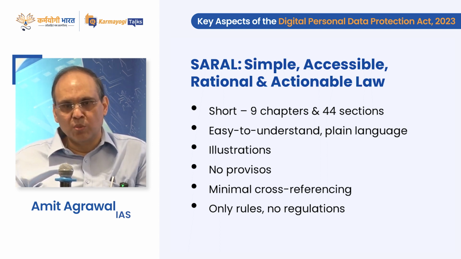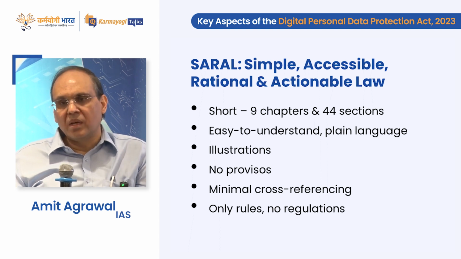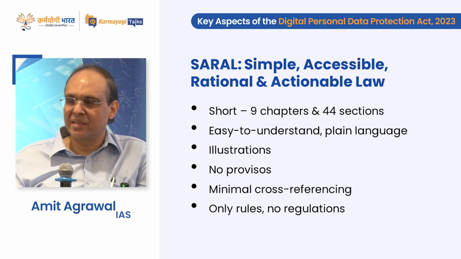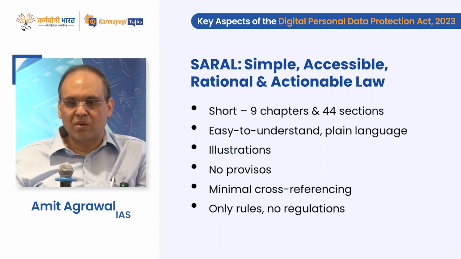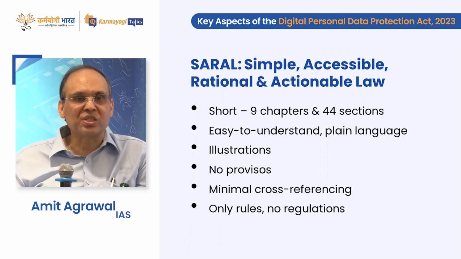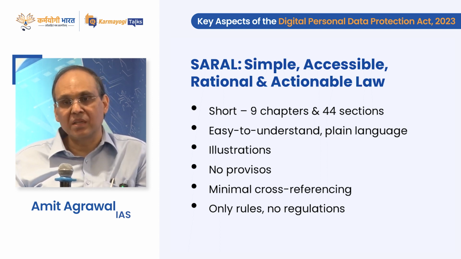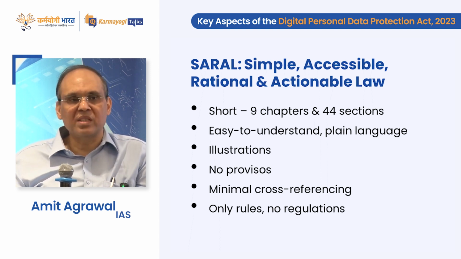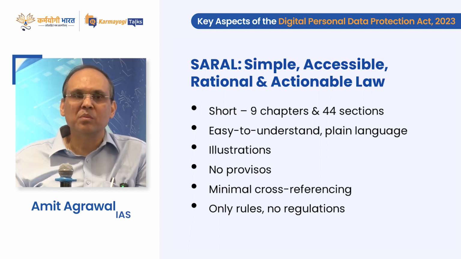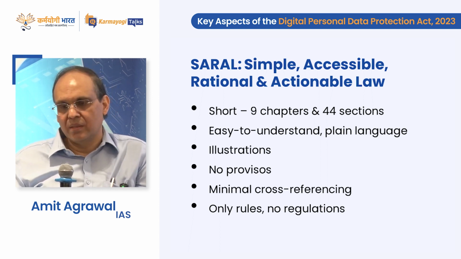So there are no provisos in the Act at all. And even cross-referencing is minimal, where you are asked to refer to what is stated in some other section. All of that is absolutely minimal. And there is only provision for rules, and the intent is to issue a single body of rules, no multiplicity, and there are no regulations. So the whole body of the law is fairly simple, lean, and designed to be read and understood by the person who's supposed to be protected and the person who's responsible for maintaining data.